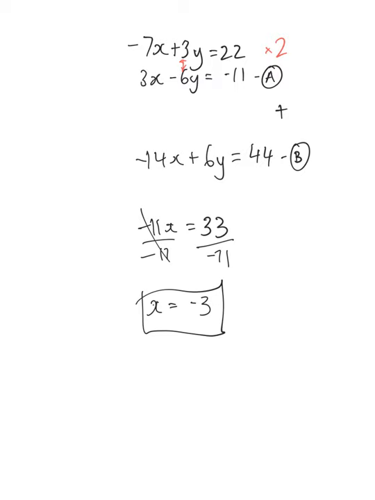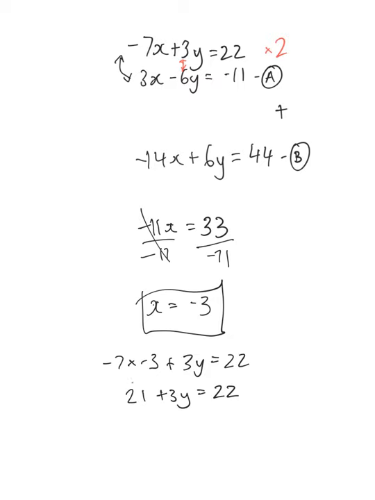Okay, so now we've got x equals negative 3. We're going to sub that into one of our equations. When you're subbing it in, remember to sub it into one of your original two. I might sub it in to the first one. So I've got negative 7 times negative 3, 3y equals 22. So negative 7 times negative 3 is 21, plus 3y equals 22.